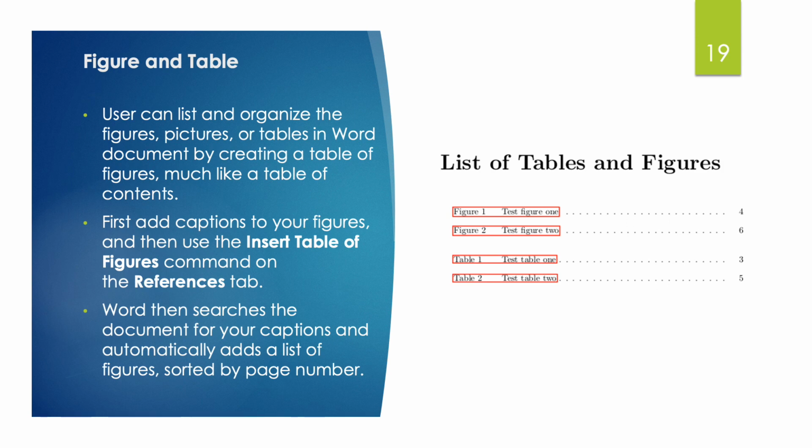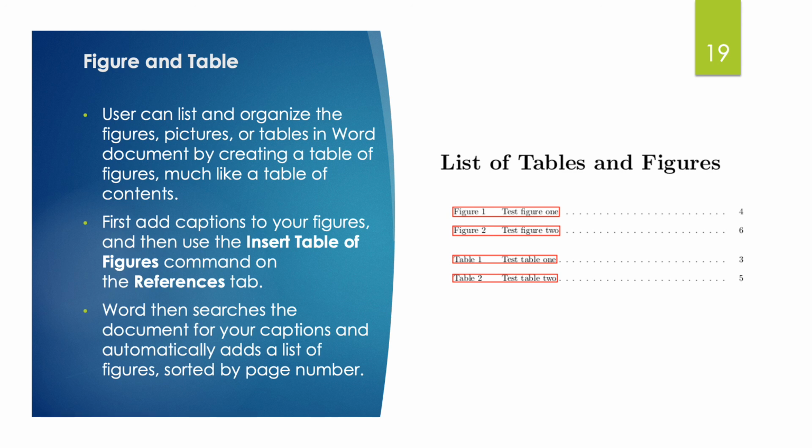Other than the table of contents, there are also figures and tables, where you would have your list of tables and also list of figures. Users can list and organize the figures, pictures, or tables in a Word document by creating a table of figures. This is similar to a table of contents, but specifically for tables and also figures. When you have your tables or figures, you need to add a caption to them. You would right click on your tables and then add a caption.